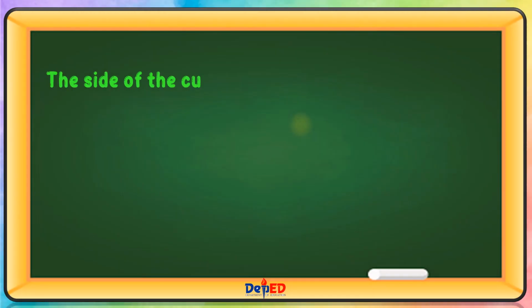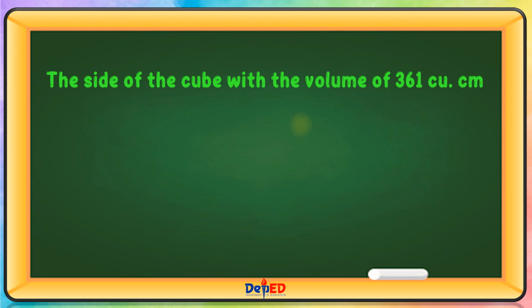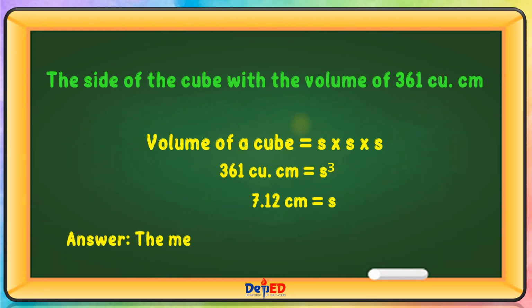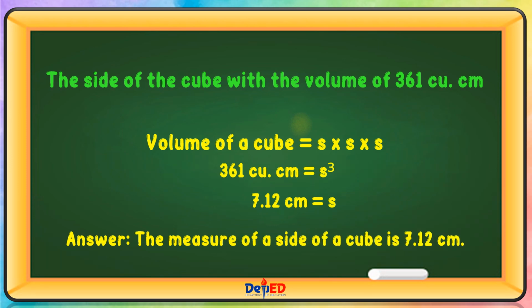The side of the cube with the volume of 361 cubic centimeters. Volume of a cube is side times side times side, so 361 cubic centimeters equals side cubed. 7.12 cm is equal to our side. The measure of a side of a cube is 7.12 centimeters.